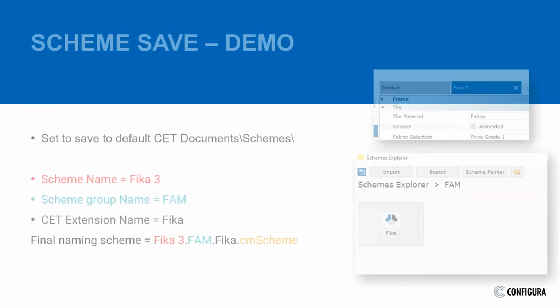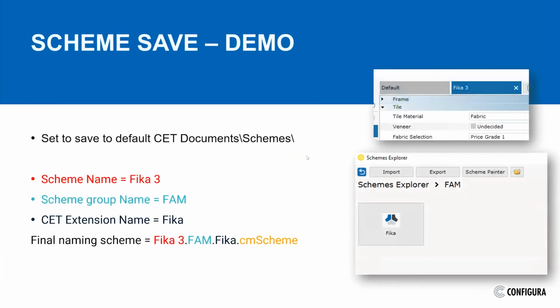Okay, so for this demo, I'm going to be using the Fika extension. It is set to save to the default CT documents / schemes file path. I have not changed this. This has always been the default file path that schemes will be saving to. And let us go through what's the name, group name, and the CT extension.